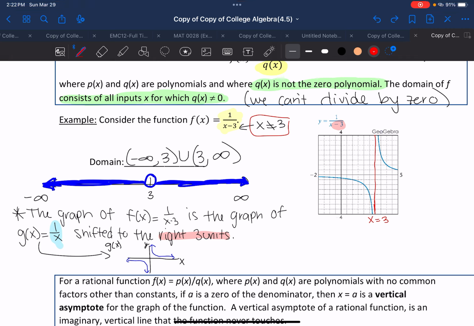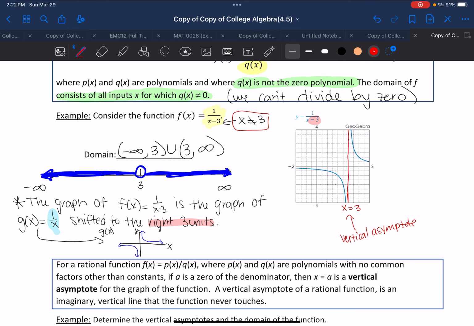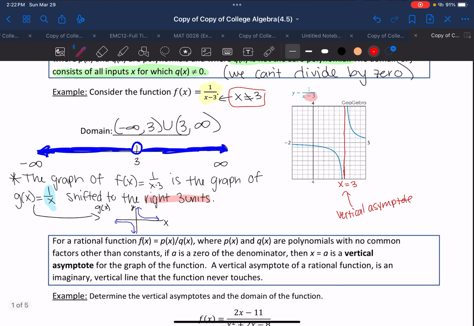And again, that's because x cannot equal 3, because it makes the denominator equal to 0. So it's not in the domain. It's undefined at that point. So that's why it'll never touch it. Well, this vertical line is called a vertical asymptote. So that imaginary line I just drew, x equals 3 on that graph, is a vertical asymptote. And that is what we are going to learn about now.